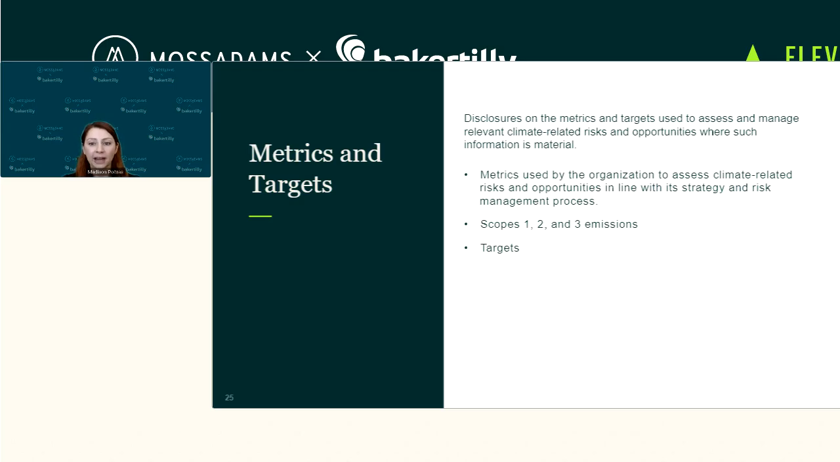When you think about that first bullet point, metrics used by the organization to assess these risks and opportunities within strategy and risk management. So examples of this would be if you are tracking metrics related to water, energy, land use, waste management. Those would be examples of metrics that you could disclose to note these are areas of climate concern. Other areas would include those greenhouse gas emissions.